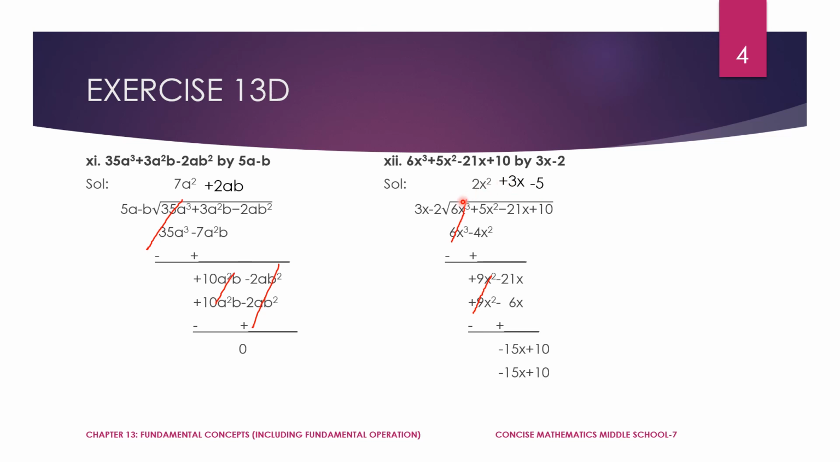Minus 5 should be multiplied with minus 2. Minus into minus becomes plus. That's why I have written plus over here. 5 2s are 10. So 10. Just change the signs, and like terms with different signs get cancelled. And it becomes 0. And the answer is 2x square plus 3x minus 5.